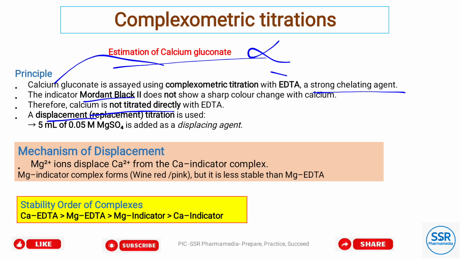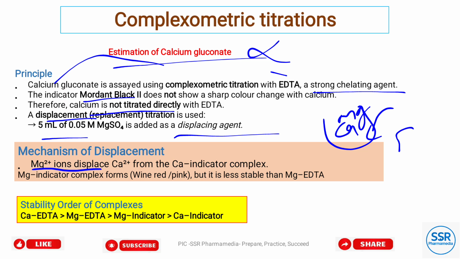So displacement titration or replacement titration is used, using 0.05 M magnesium sulfate solution added as a displacing agent. And in the mechanism of displacement, first we take magnesium solution into a conical flask. In the conical flask, there is the calcium ion and magnesium ion. We will add the indicator also.